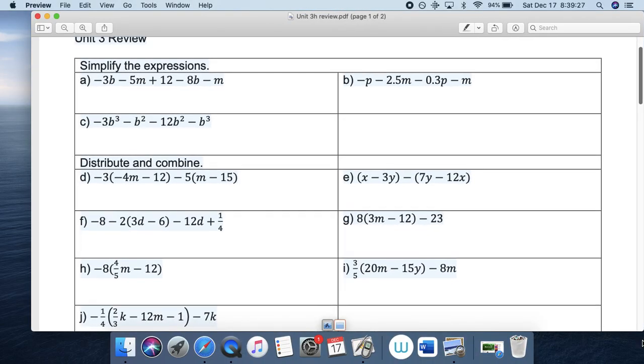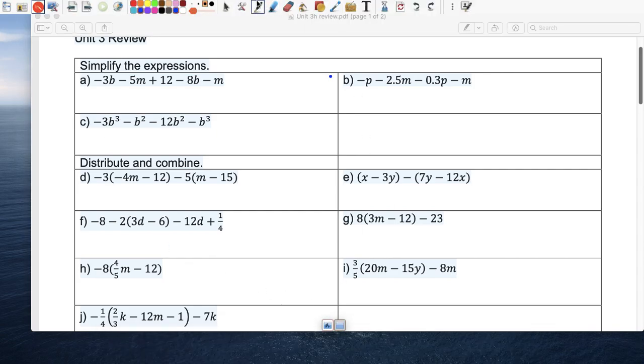Alright, so like terms, I'm going to write them next to each other. So 3b minus 8b, and then minus 5m minus m, and then the plus 12 at the end, right?